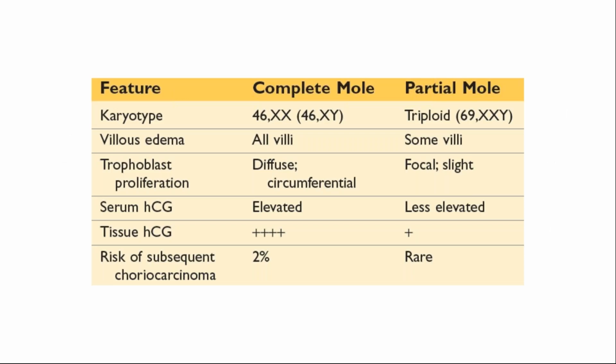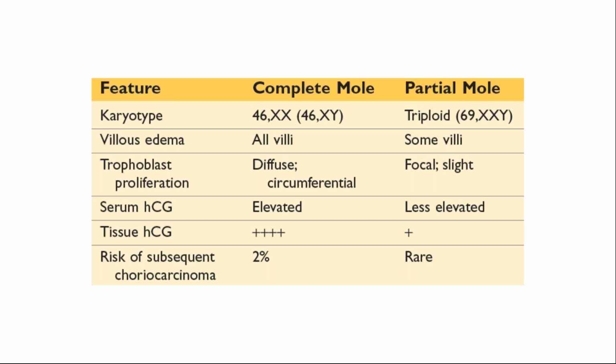So coming to the comparison between complete mole and partial mole, the karyotype of complete mole is 46XX or 46XY. This 46XX is because of two haploid sperms, or this 46XY is because of a complete diploid sperm. But the karyotype of partial mole is 69XXY because of a haploid ovum and a diploid sperm. Coming to the villi, in a complete mole all villi will be involved, but in a partial mole, only some villi.